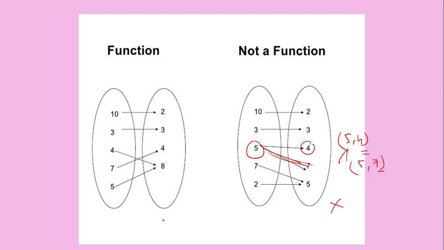In the case of a function, many to one is allowed, but one to many, one element to many elements relation, is not allowed. This is allowed, this is not allowed. Okay. In this way you can identify a function.